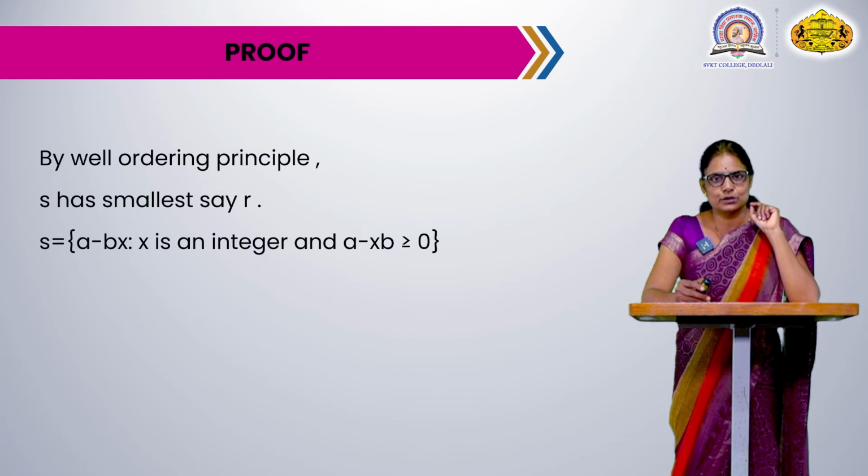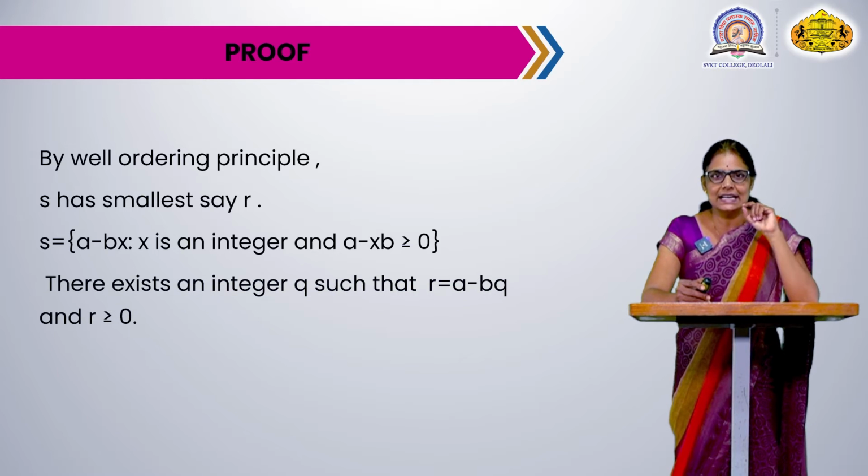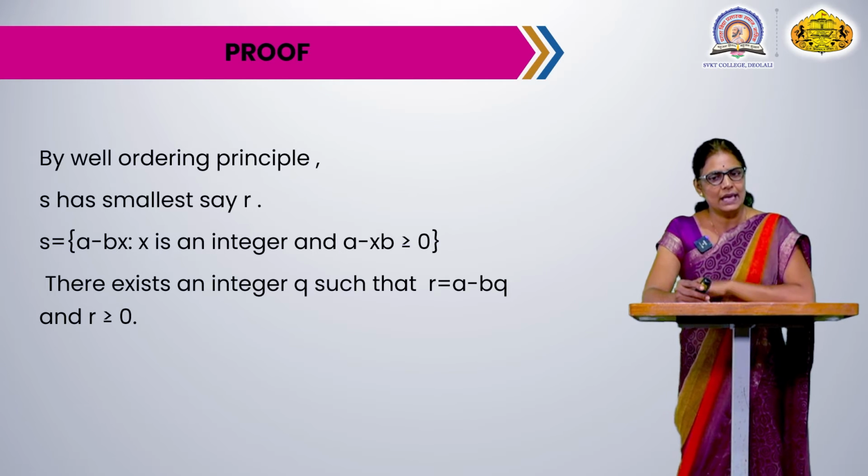Now again see what is the definition of S. We consider S as the set of all integers a minus bx, x is an integer, and a minus xb is greater than or equal to 0. So since R is an element of S, first of all R should be greater than or equal to 0. Second thing is R can be written in the form a minus bx for some integer x. So there exists an integer q such that R is the same as a minus bq with R greater than or equal to 0. This is just because of the definition of S.